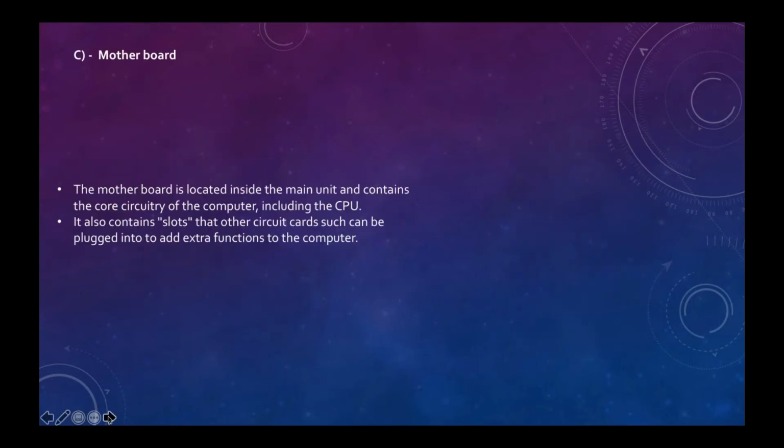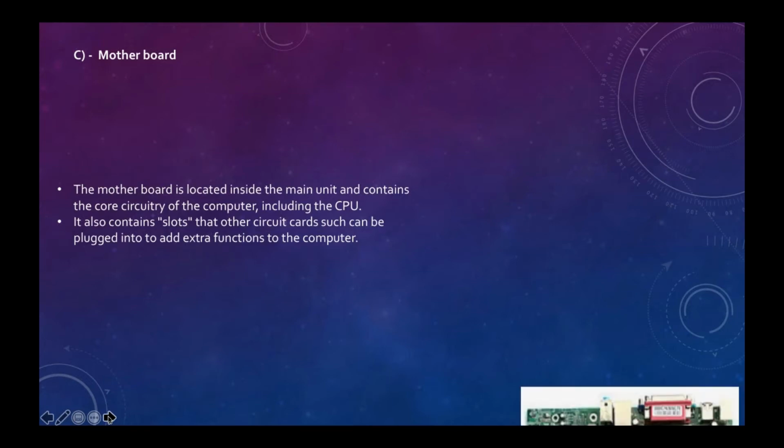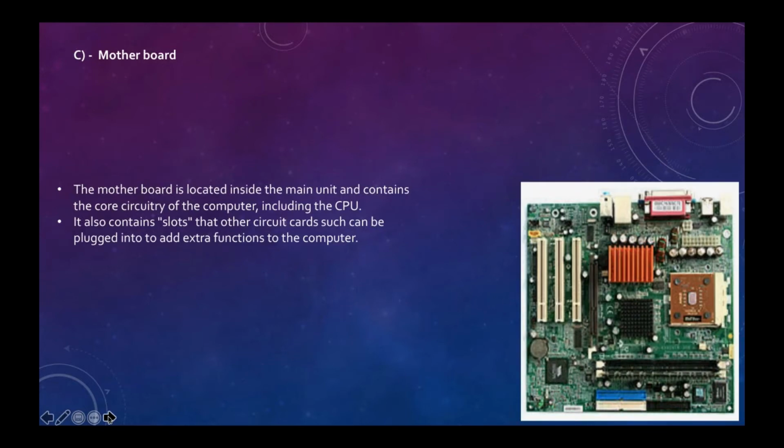Then the motherboard is located inside the main unit and contains the core circuitry of the computer, including the CPU. It also contains slots and other circuit cards, which can be plugged in to add extra functions to the computer. So basically, this is what the motherboard looks like, and this is also a processing unit on the computer.